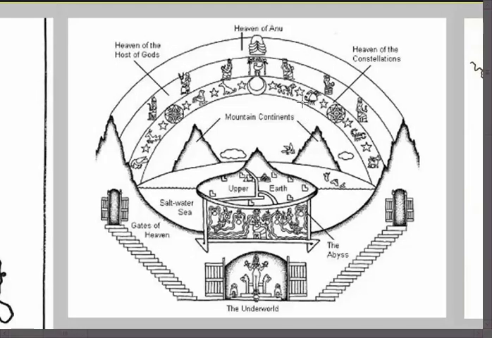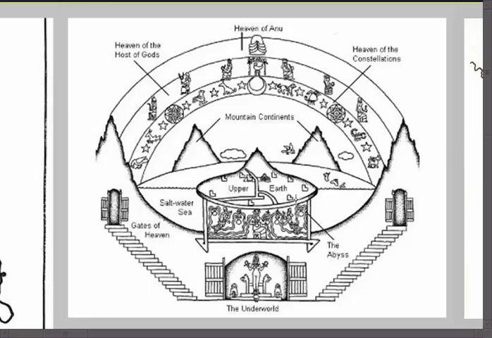Here is the Babylonian cosmos, a bit more defined, where you have the vault of the heavens, the constellations. You can see here the zodiac, here's Scorpio, here's the crab, so on and so forth. Above that, right here, you have the host of gods, or the 7 planets. And then the king of them all is Anu. They actually believed that the mountains held up the sky in the ancient world, held up the vault of the heavens.